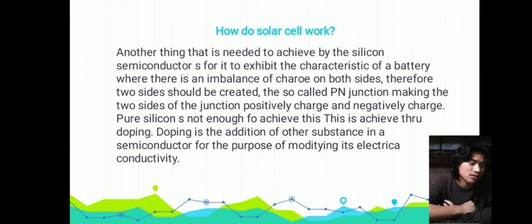electrical conductivity. So, yung doping daw is addition ng other substance. Kunyari, mag-add ka sa silicon ng boron, phosphorus, para ma-modify yung electrical conductivity nito. So, ano yun? Doping. Doping is the addition of the other substance in a semiconductor. Purpose known is to modify its electrical conductivity.